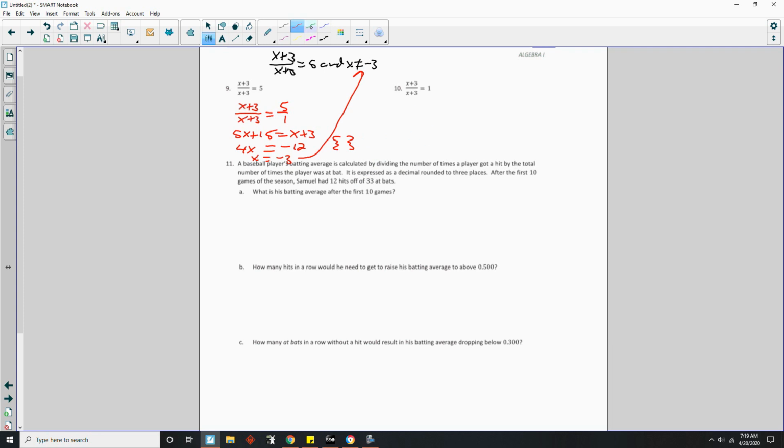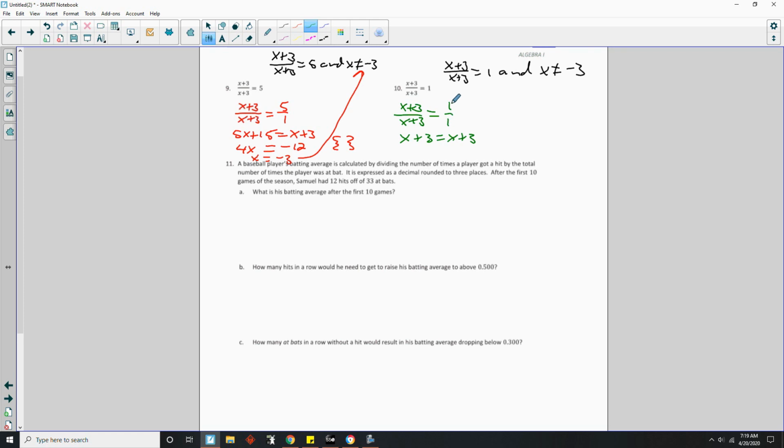Number 10. Compound statement, x plus 3 over x plus 3 equals 1, and x cannot equal -3. Then we go and solve it. x plus 3 over x plus 3 equals 1 over 1. Cross multiply. x plus 3 equals x plus 3, right?